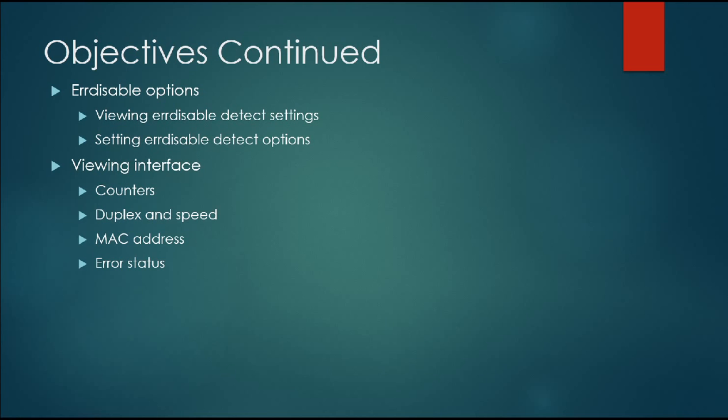Basically, how to see what errdisable options are configured on your switch, how to change those errdisable options, and then how to view the stats on the interface to verify various things, like look at the counters, verify the duplex and speed, look at the MAC address, look at the error status.